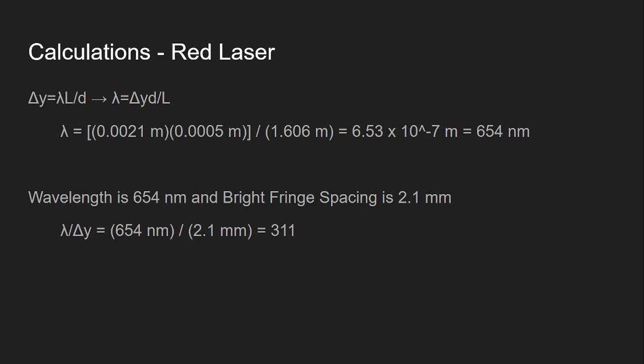So the wavelength for the red laser based on our calculations was 654 nm, and the bright fringe spacing for this one was 2.1. And if you divide those, you see that you still get that 311. So the result is the same for both the red and the green, but that's because as the wavelength went up, so did the fringe spacing, by the exact same proportion.